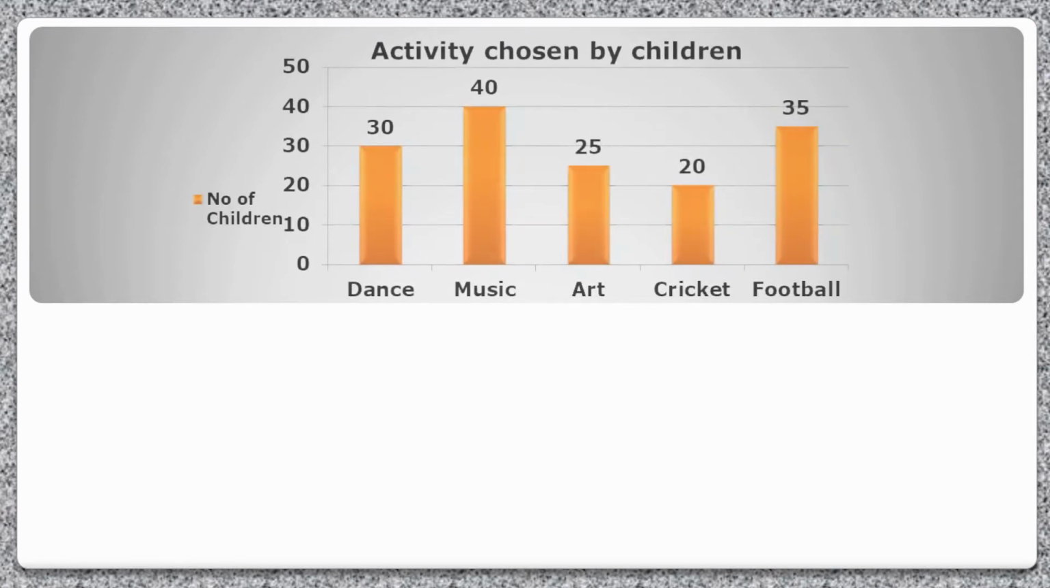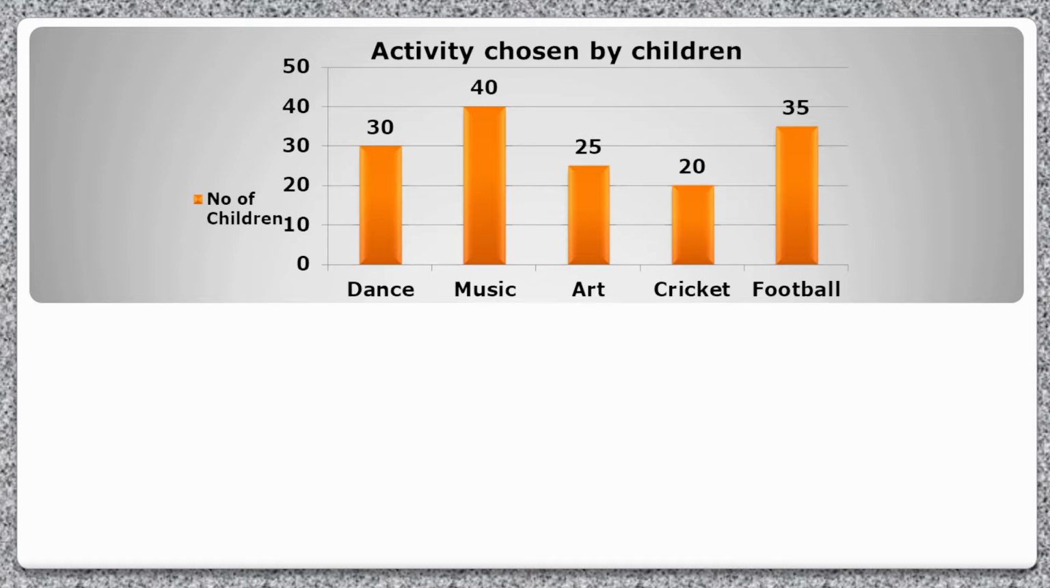Dear children, let's try to understand this concept more clearly with the help of one example. Here is a bar graph showing extracurricular activities chosen by children. Dear children, a bar graph has two main lines, a horizontal line and a vertical line that meet at a point.